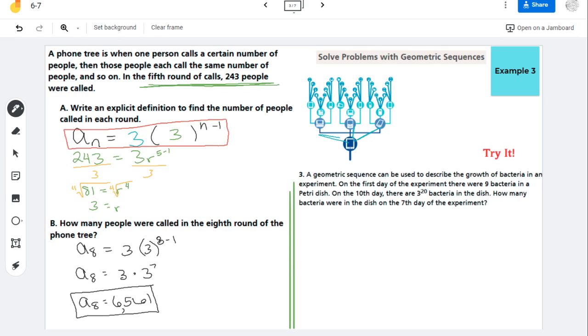So now that we're here, our book is now asking us to utilize this to talk about bacteria growth. So it says on the first day of the experiment, there were 9 bacteria in the petri dish. So that 9 bacteria is our a sub 1. On the 10th day, all right, so there's our n, there were 3 to the 20th bacteria in the dish. So that's our a sub n. They aren't telling us our common ratio, but they give us all the other information that we need to find it.